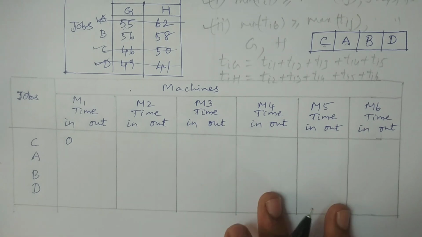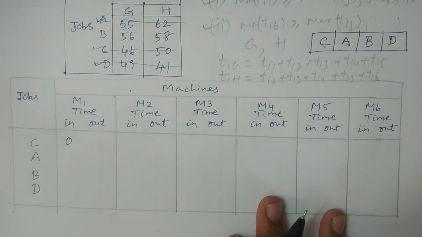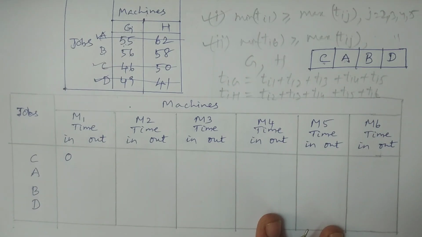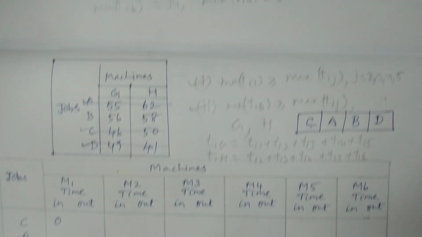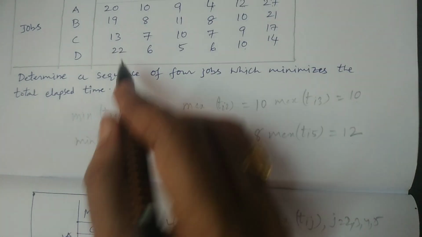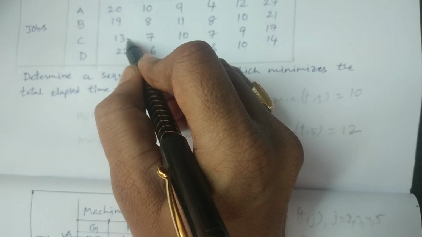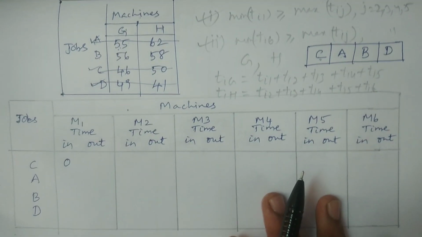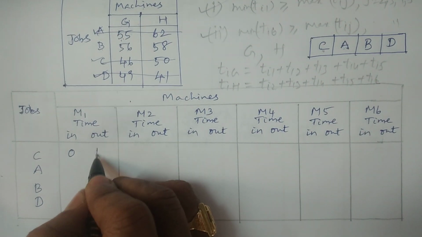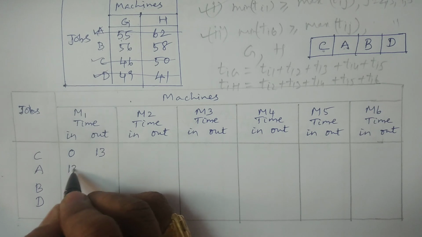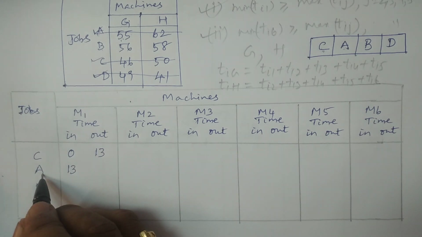Zero plus the processing time of job C on machine 1. You see, this is the table to be considered. For C it is 13. So 0 plus 13, it is 13 time out. 13 is going to be the time in for the next job A.